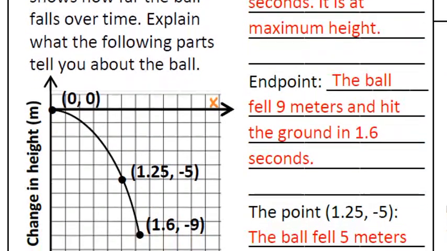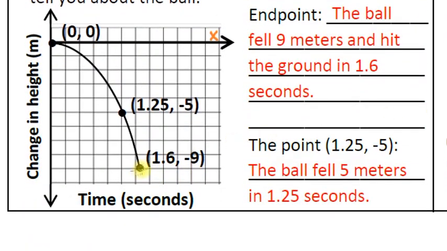What does the end point mean? The end point is this point right here. What does the end point tell you? Well, think about it. The ball drops and then it stops dropping. So that must be where it hits something or hits the ground. So my explanation is the ball fell, look at 9 meters. It's gone -9. That means it's dropped 9 meters. It's fallen 9 meters. And it hit the ground in 1.6 seconds.